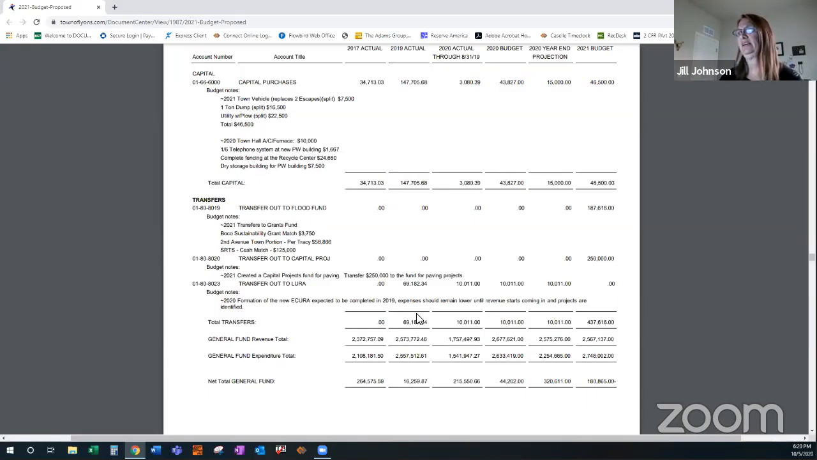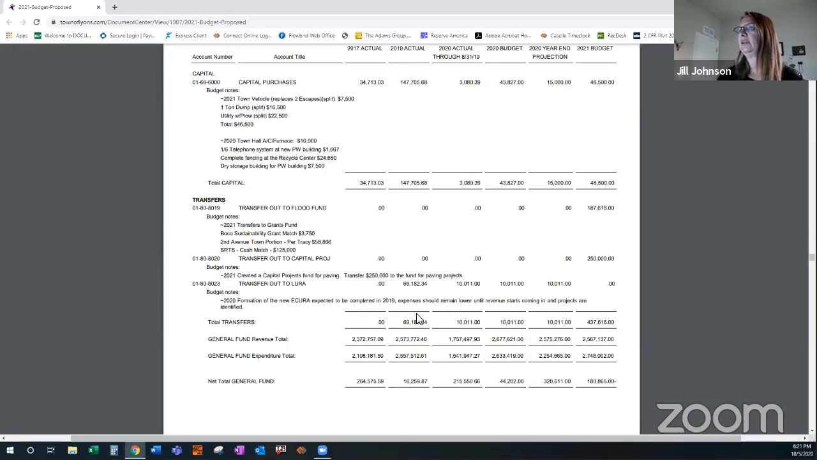You will also see, again, capital. It will list all of the things which we are going to spend capital on. And you will also be able to see all of our transfers in and out to different funds. So each fund is a self-balancing set of accounts. So you have a balance sheet and a profit and loss statement for each one. So we transfer money between funds if we need to fund something out of another fund. I know there's a lot of funds in there.